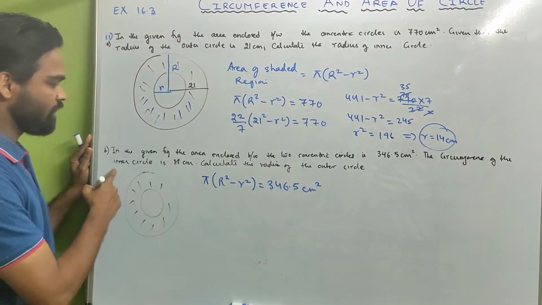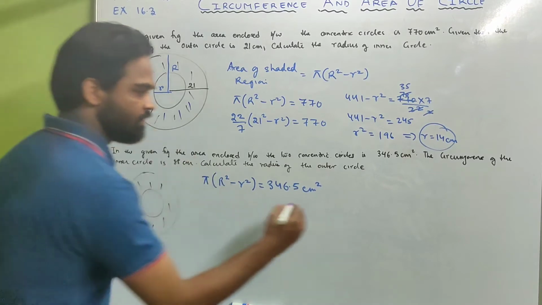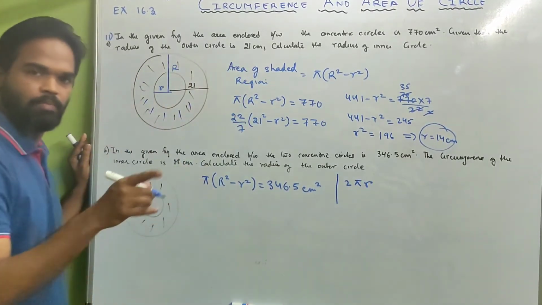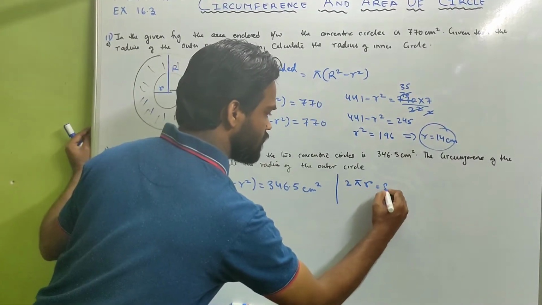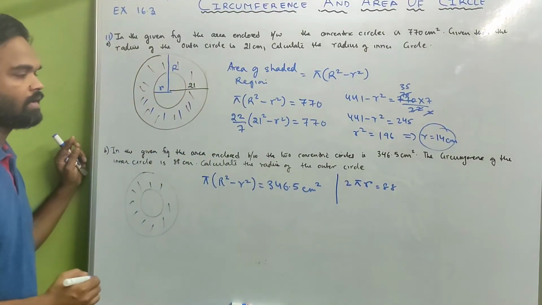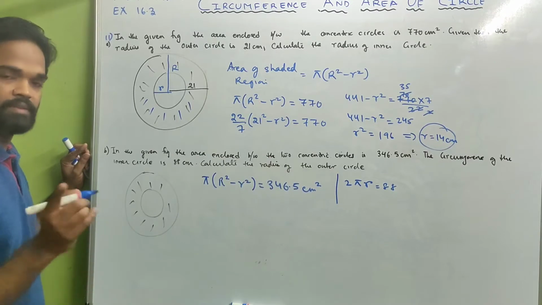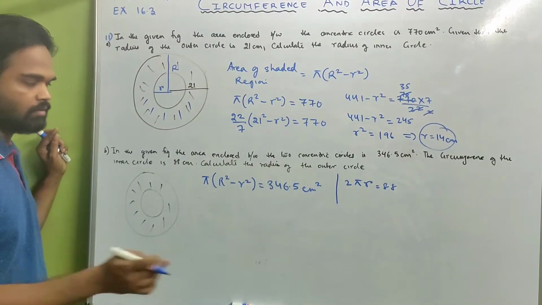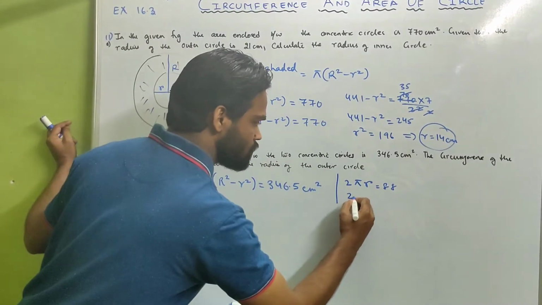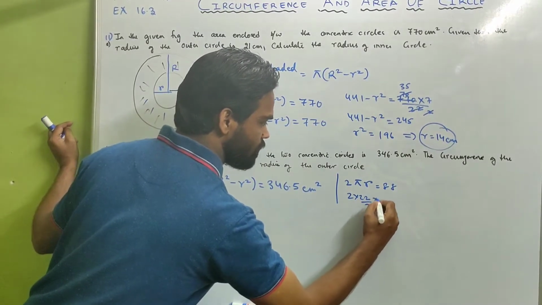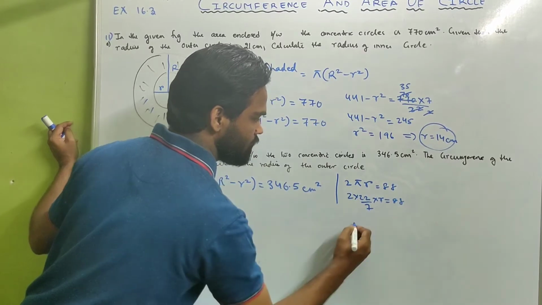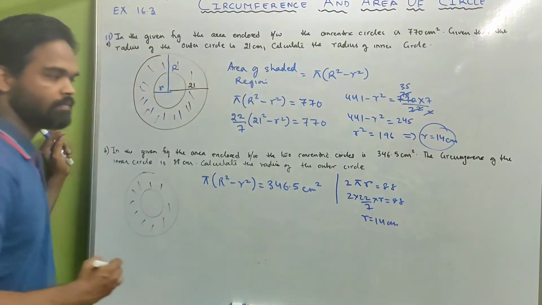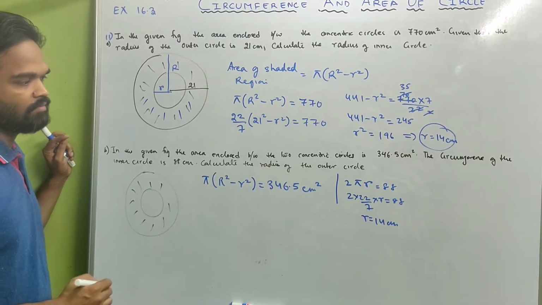The circumference of the inner circle is 88, which means the circumference of the inner circle will be 2 pi small r. This is given to us as 88 centimeter. Calculate the radius of the outer circle. They've asked for capital R. Now from here, we can get small r, substitute over here. So 22 by 7 multiplied by r is 88, which is r equals 14 centimeter. Done. We got the radius as 14.